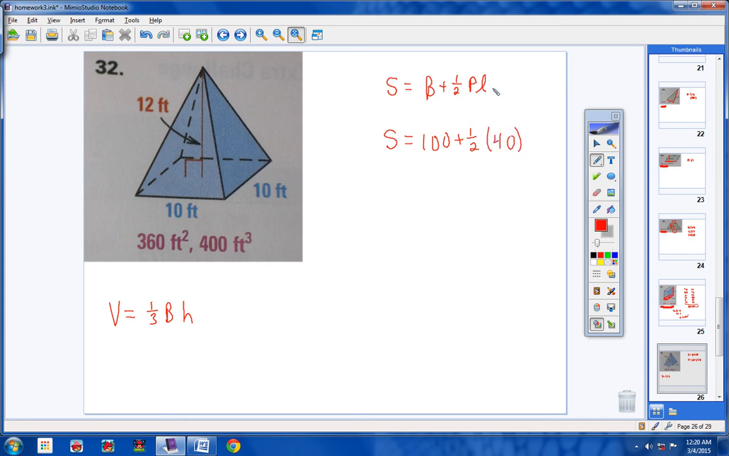Now, little L stands for slant height. That's if you were standing up here on top of the pyramid, okay? And you've got your friend down here, and he wants to climb up the side of the pyramid, and you throw a rope down to him right here, okay? And he grabs it and crawls up the side of the pyramid, okay? That's your slant height, okay?